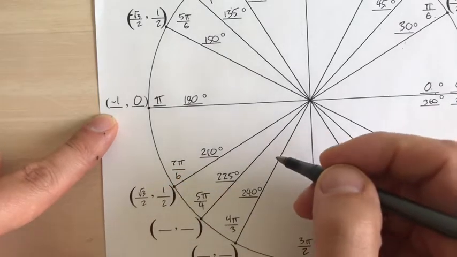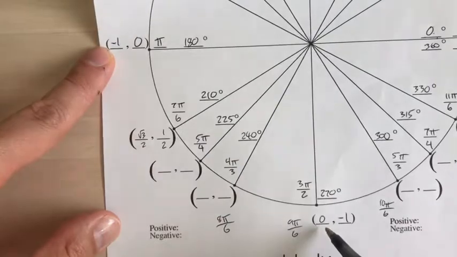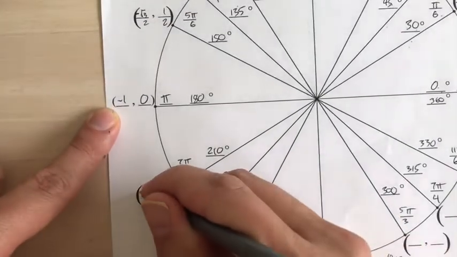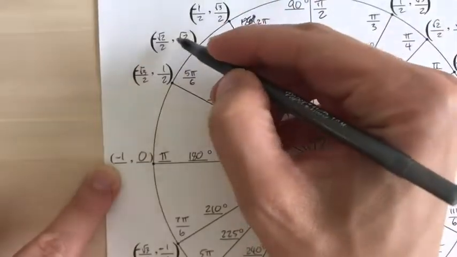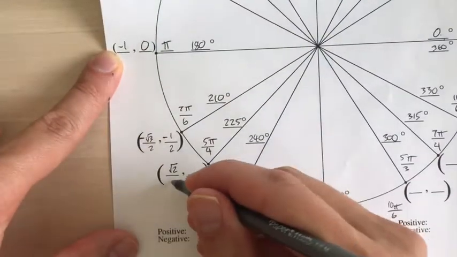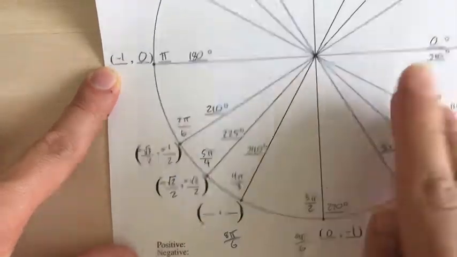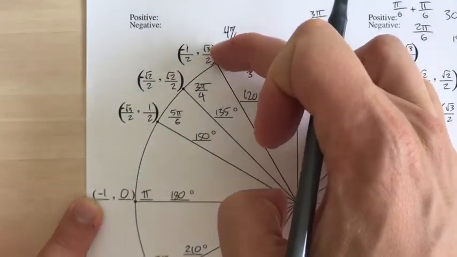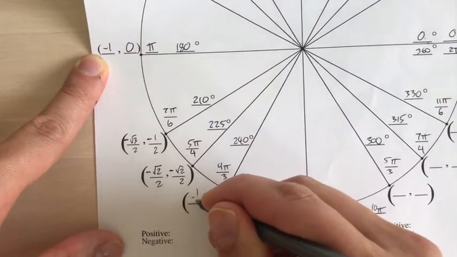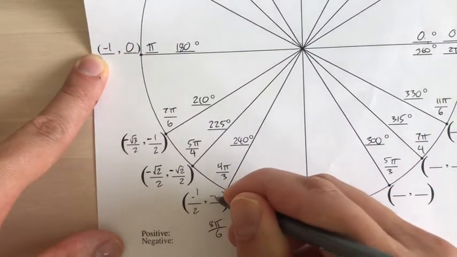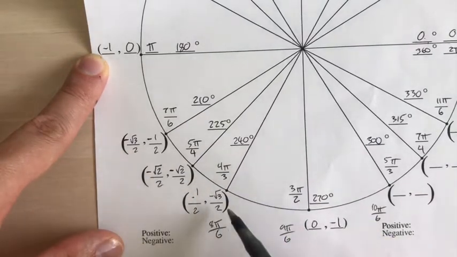The only difference would be that in this part of the quadrant, both x and y are negative. So I'm going to put a negative in front of both of these. This one, if you look straight down, would also be square root of 2 and square root of 2. But again, same idea, x and y would be negative. And last but not least, if you look at this point and look straight down, you end up getting negative 1/2 and negative root 3 over 2 here.